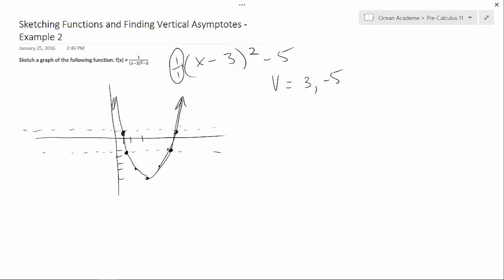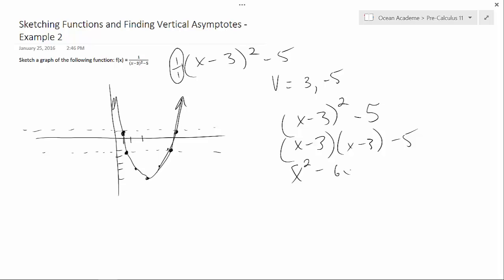Now we need to determine what our asymptotes are. So you look again at the denominator. So you have (x - 3)^2 - 5. Let's just expand that. We need to solve for x. This is going to be x^2 - 6x + 9 - 5, which is x^2 - 6x + 4.